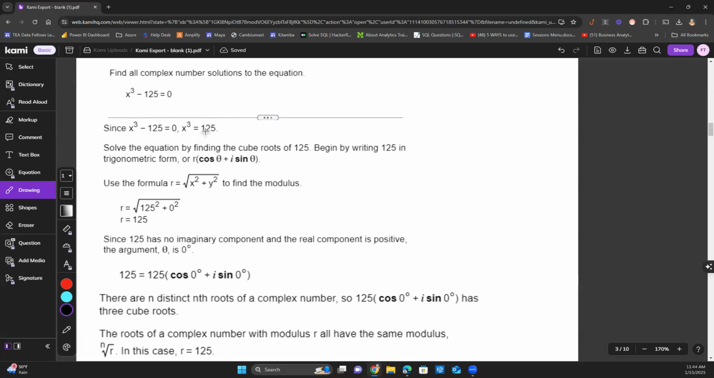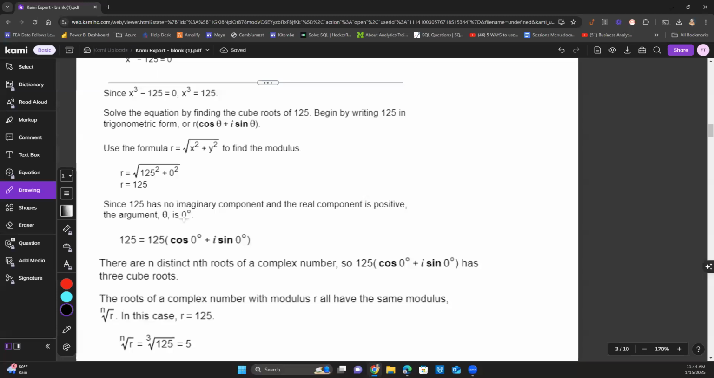But first, we're going to change 125 to this form, which is r times cosine of theta plus i sine of theta. So here, r is the square root of 125 squared plus 0 squared, because this is a plus bi format, and the imaginary part is just 0 because there is no i showing up. So that makes the r value 125. Then we have to find the angle associated with 125. The angle associated with 125 is 0 because we have a pure real part of this complex number. So 125 is the exact same thing as 125 times cosine of theta plus i sine of theta.